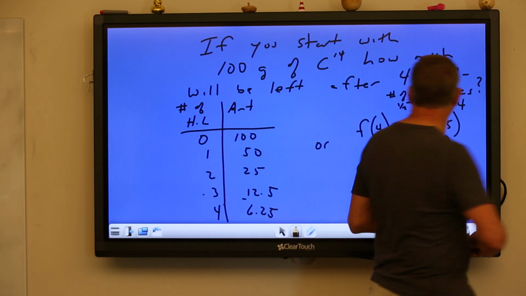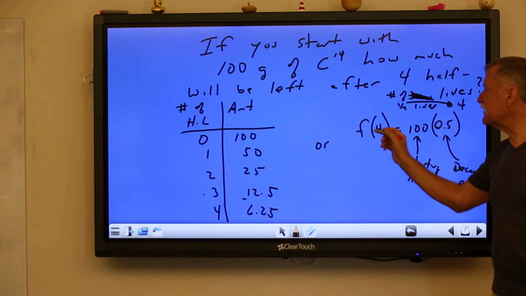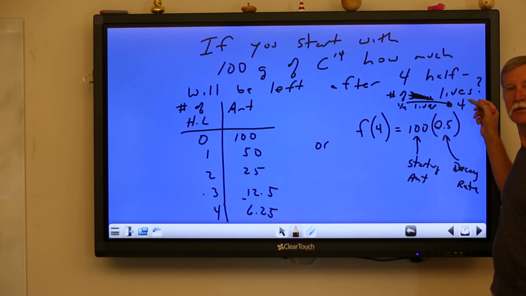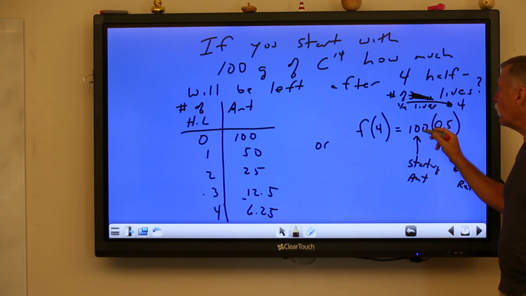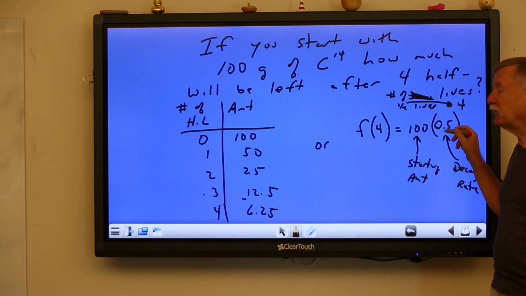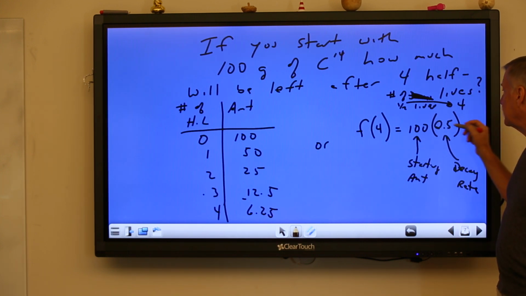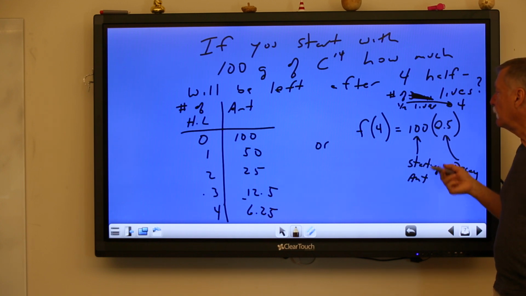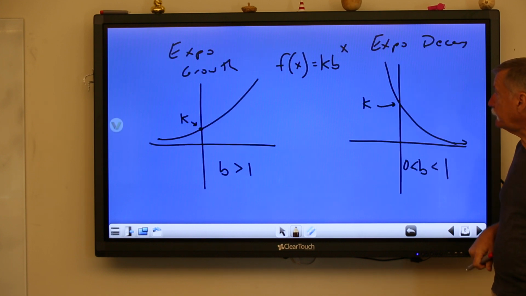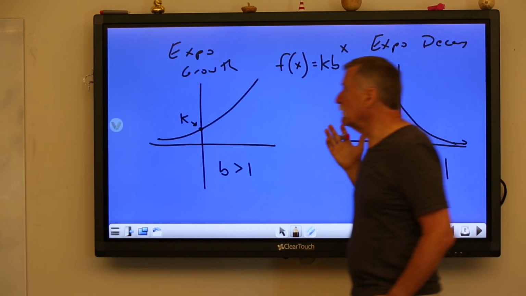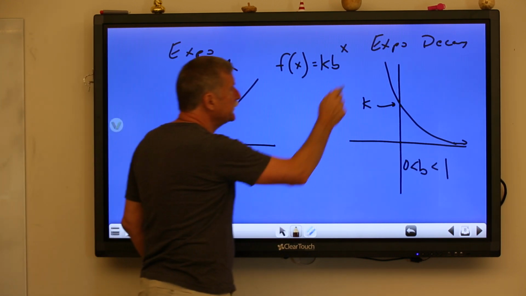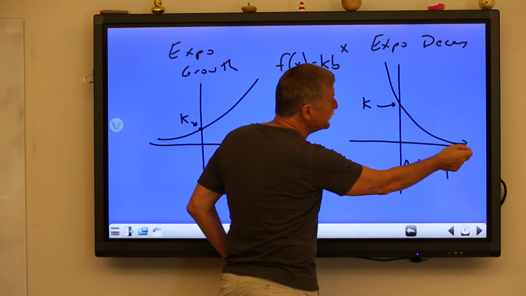Okay. We could use, however, the formula, which says that the function after 4 half-lives, all right, to the 4th power, the number of cycles, we're talking 4 of them, we have 100 is the starting amount, times the decay rate, 0.5, a half. So, very simply then, we take 0.5 to the 4th power, multiply that by 100, and guess what? You get 6.25. All right. This is what it looks like on graphs. This is the difference here. Exponential growth, we're going up. Exponential decay goes down, and it approaches zero.